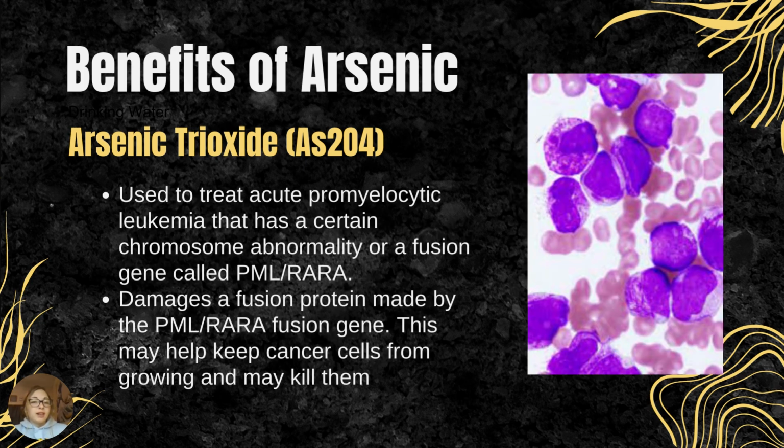So, arsenic trioxide is used to treat acute promyelocytic leukemia that has a certain chromosome abnormality, or a fusion in this gene. Arsenic trioxide will damage a fusion protein made by this fusion gene. This may stop cancer cells from growing and help kill them.